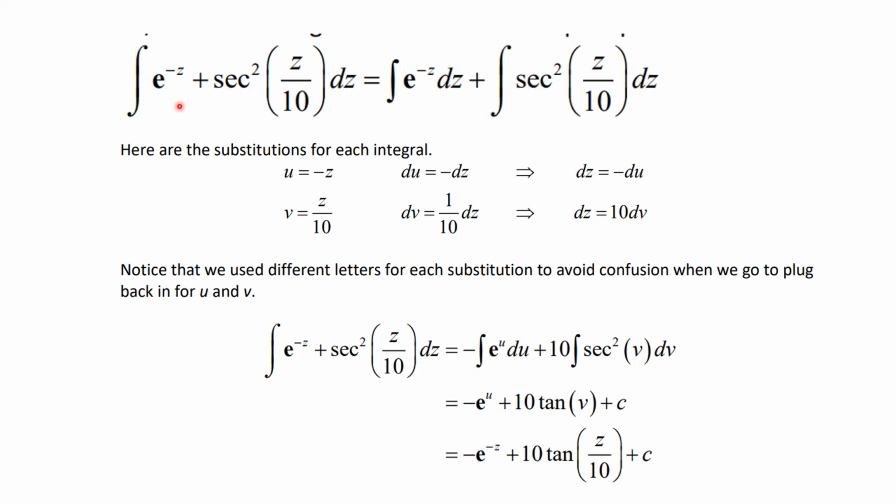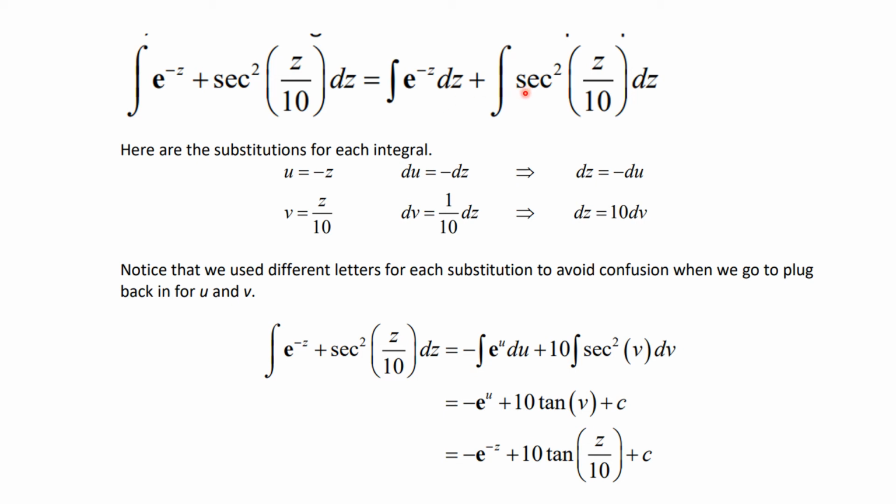Now, in this one, this is best done by breaking it into 2 terms, because the substitution is going to be different in each one. In the first one, this is the substitution that will bear fruit. U is equal to minus z. That means that du is equal to minus dz, and that means that dz is equal to minus du. But that's going to work in this first one.